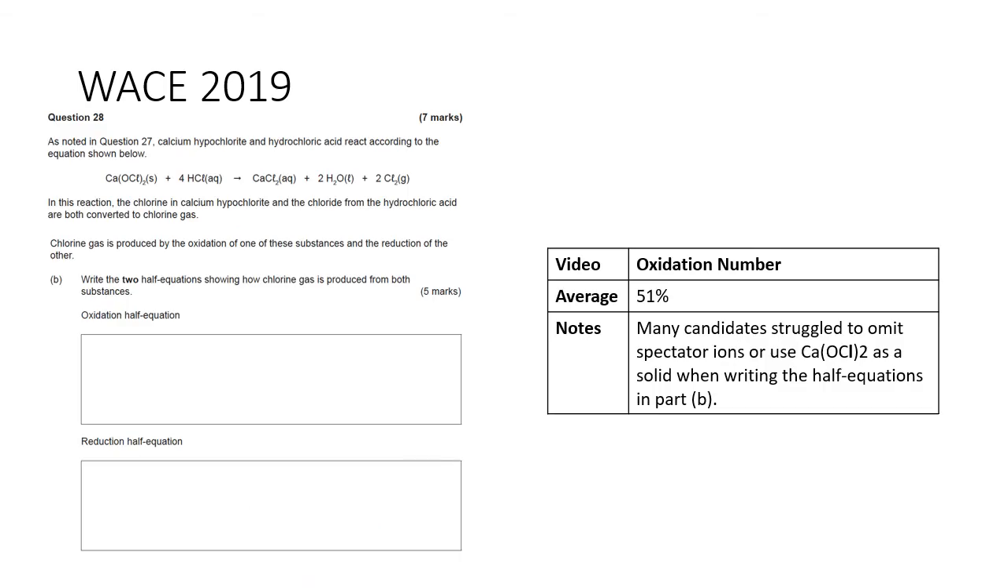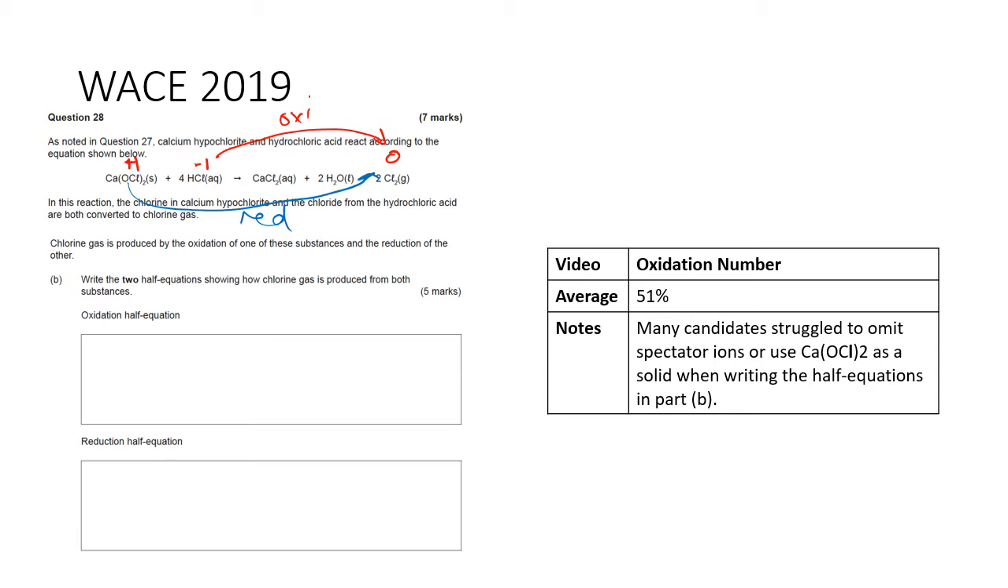Same question. The chlorine gas is produced. So write the 2 half equations showing how chlorine gas is produced from both substances. It requires you to remember that this chlorine here was -1 and this chlorine here is +1. That will give you a bit of an indication about how to bring those both to 0. So this one here must be the oxidation equation, and this one here must be the reduction equation because it's going down. So that's how we can start with that one.